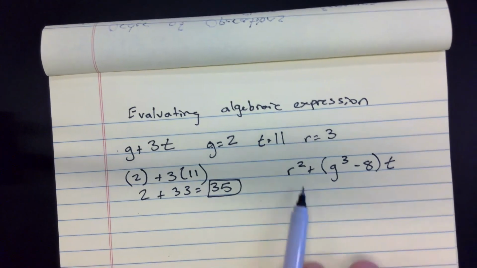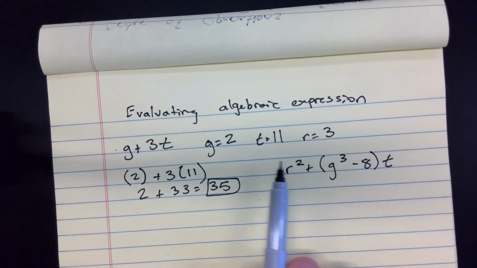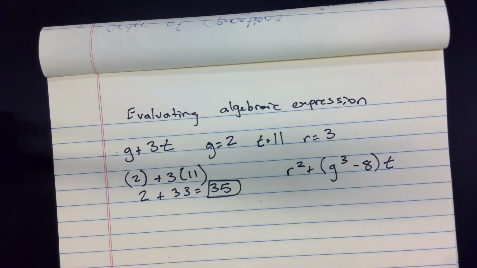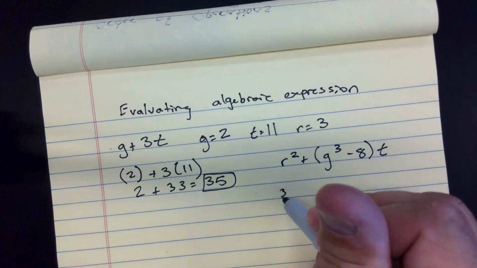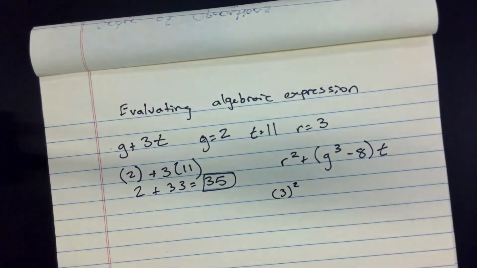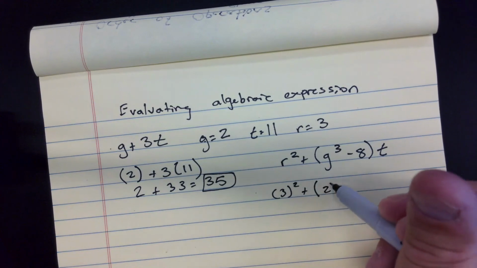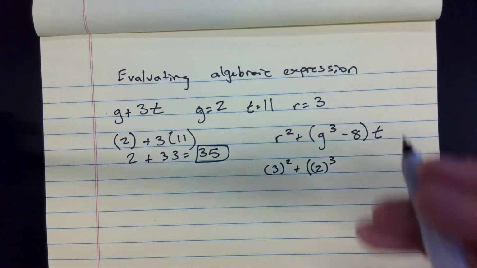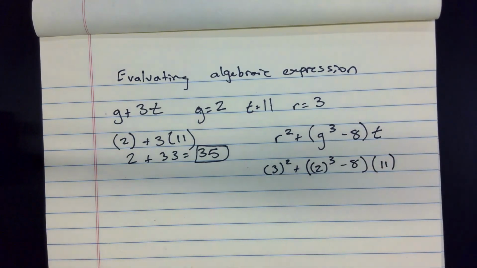So if we got this problem right here, this is called an algebraic expression. All we're going to do is plug in what variables they have, the numbers in for the letters. So R equals 3, so we're going to plug 3 in for R. Am I right? Yes, sir. We're going to plug 2 in for G. Can you guys see that okay? And we're going to plug 11 in for T.